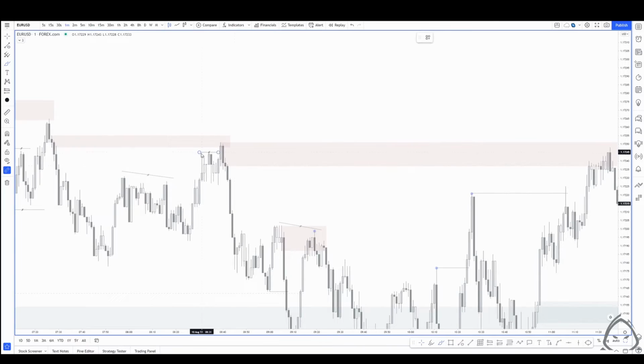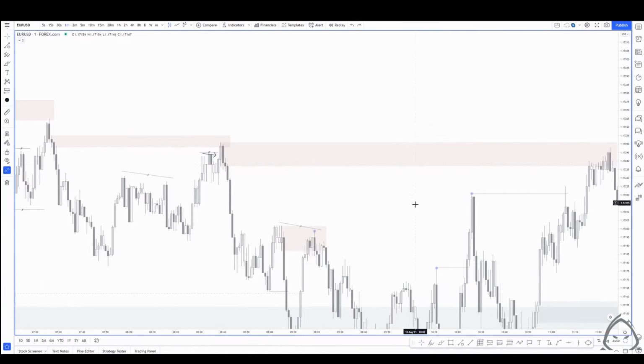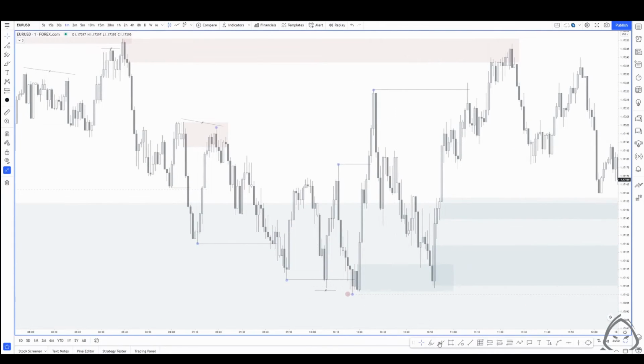We move on to the next one. We take liquidity, we mitigate a previous supply zone, we break structure, we break structure, we break structure. Very great looking supply zone to look for future trades to be taken. Move on to this one.